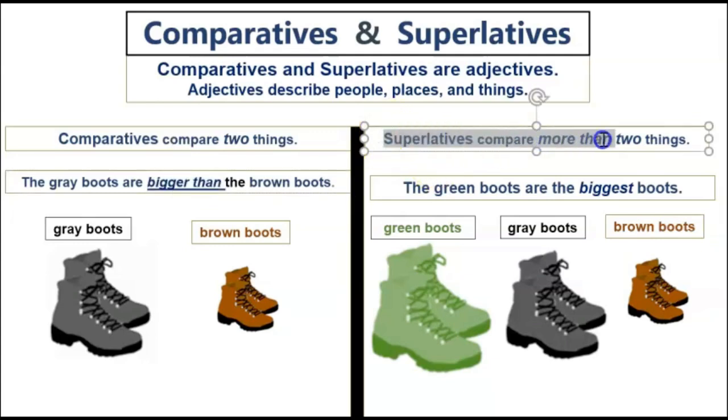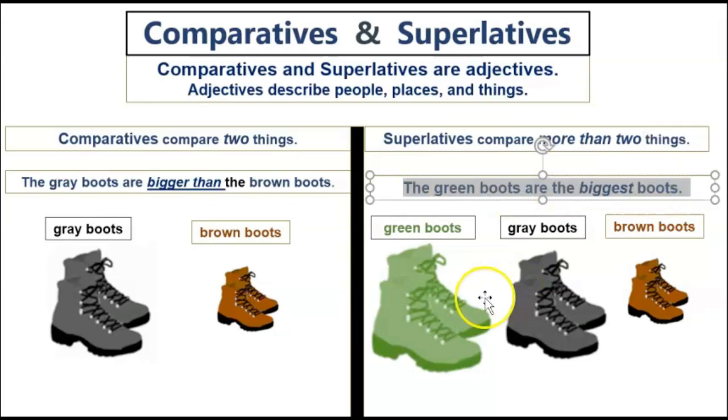Superlatives compare more than two things. So when we have, let's say, three or more things, it could be a million things, then we will use the superlative adjective. So the green boots are the biggest boots of all of the boots, as you could see. Now, in comparatives, we compared just two boots. However, we're comparing three boots here. So superlatives are going to, in a lot of cases, add est, but in some cases, we'll add the word most. But let's take a look at that.